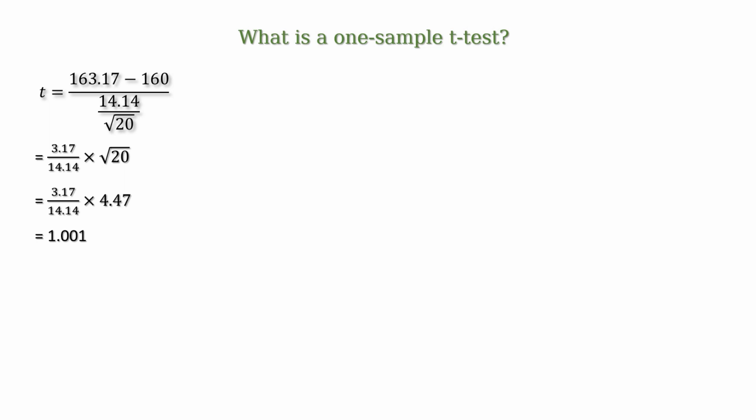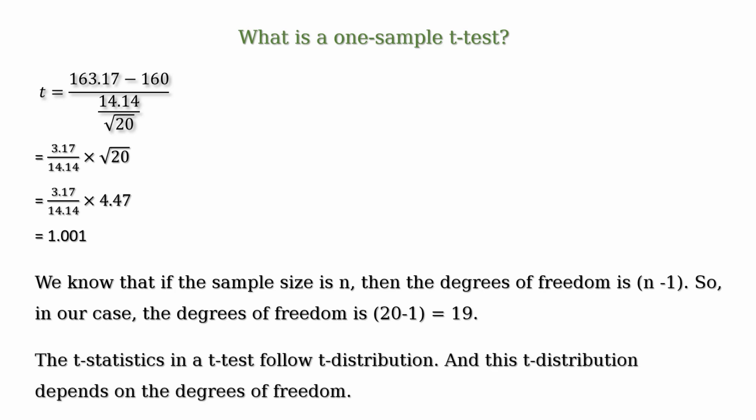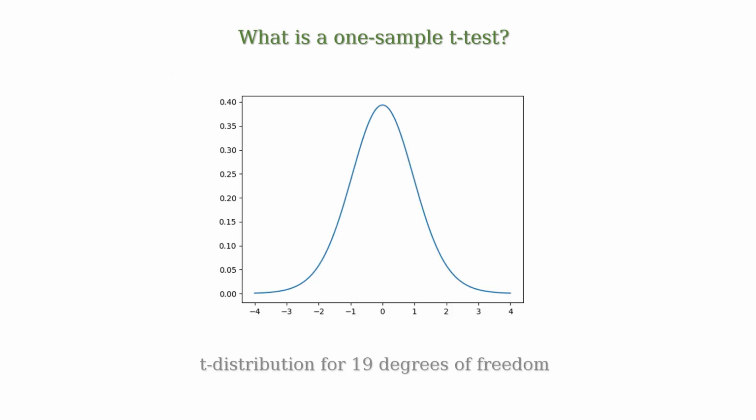Now, we need to calculate the degrees of freedom. We know that if the sample size is n, then the degrees of freedom is n minus 1. So, in our case, the degrees of freedom is 20 minus 1, which is equal to 19. Now, the t-statistic in a t-test follows the t-distribution, and this t-distribution depends on the degrees of freedom. For example, the graph of the t-distribution for 19 degrees of freedom looks like the following. We have found our t-score.